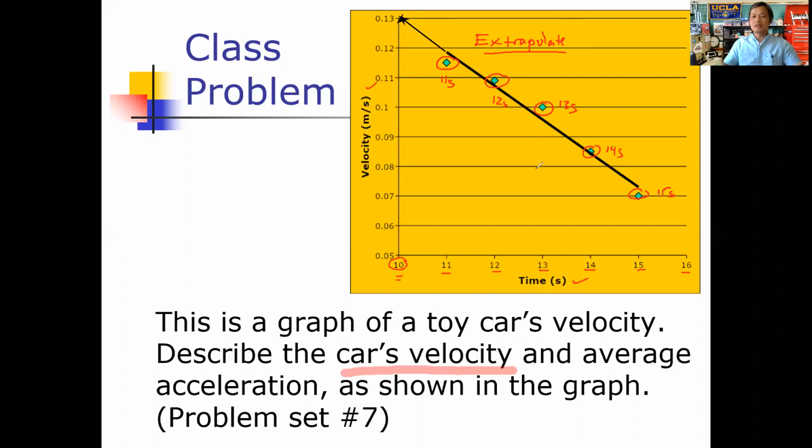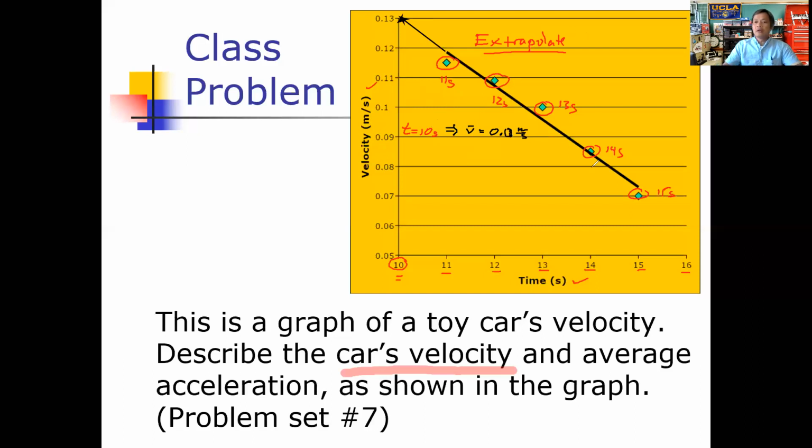Let's take a look at that really quickly. At t is equal to 10 seconds, which we don't have, remember, the data set doesn't have it, but we can extrapolate backwards. At t equal to 10 seconds, if we extend the line back here, the velocity of the car is about 0.13 meters per second, and we obtain that through extrapolation.